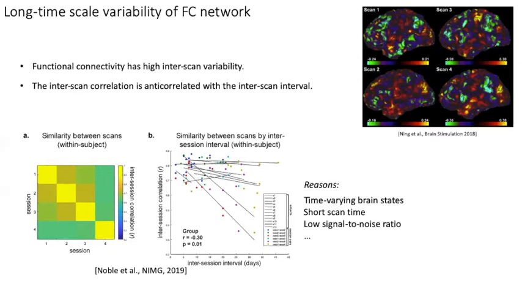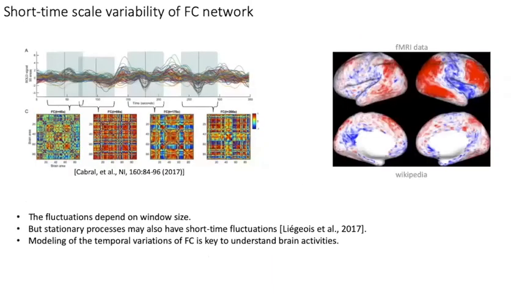There are many reasons people have tried to explain why this happens. One reason is that the brain is really changing over different states, so that's why we see the variability. We also really need long scan time to reduce the interscan variability, and it always helps to increase the signal to noise ratio. Also, within-scan variability has been observed.